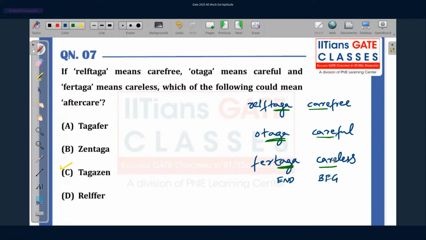Okay. Any other conclusions we can make? I think we can make a conclusion about fur. Fur means less. Okay. So now let's go to the options. Taga fur. This will probably mean we have fur taga. Taga fur, just the ordering is changed, so it should mean less care. Doesn't mean aftercare. So A is wrong.